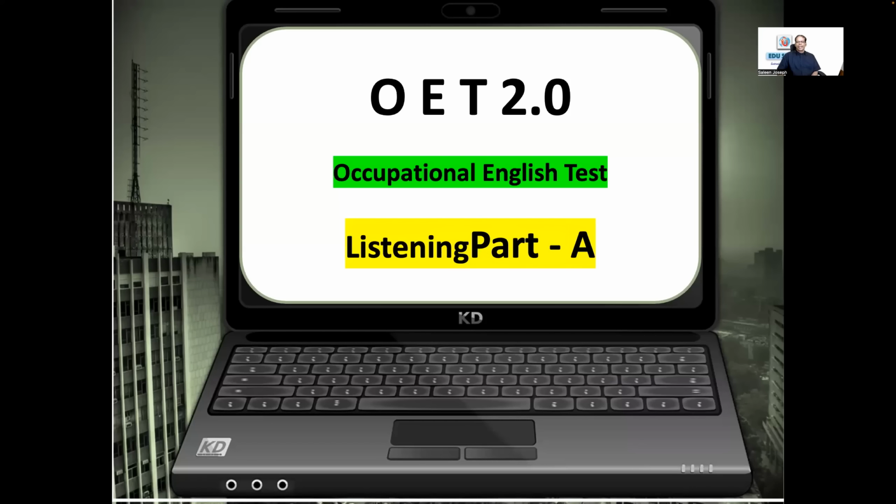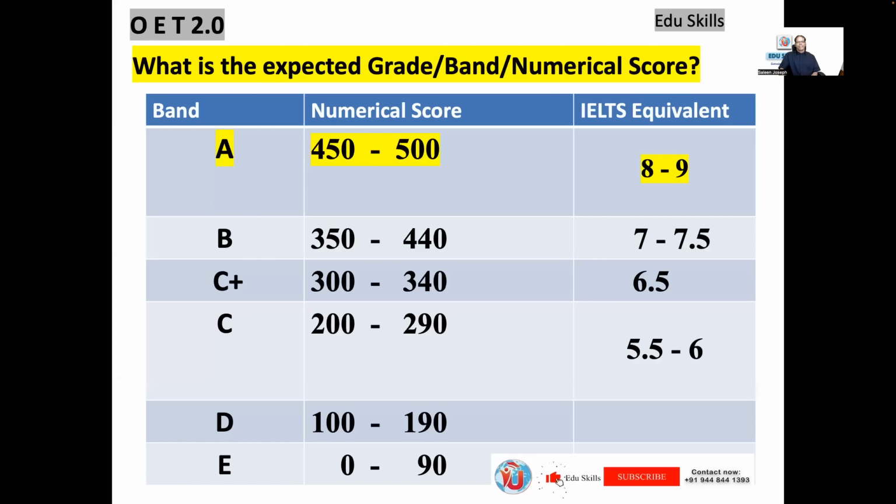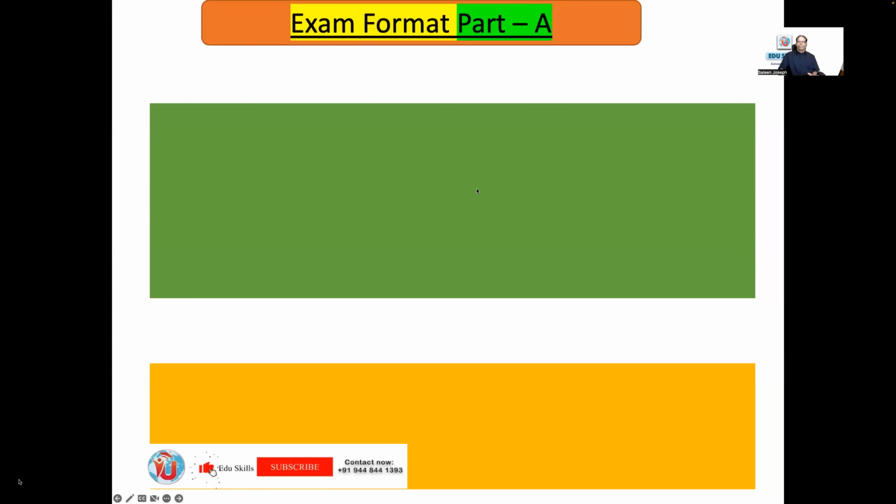OET 2.0, Occupational English Test, Listening Part A, Key Skills. As I usually tell you, there are many concerns coming on this line, and you are being trained from various sources to target 350. And I tell you, most of you land in trouble getting 340, 320, 330 because of your target. So always aim at 450. Grade A. At least you are safe at around 400.